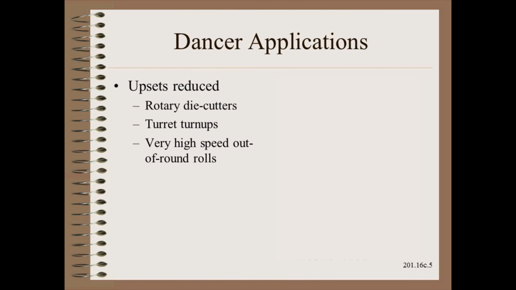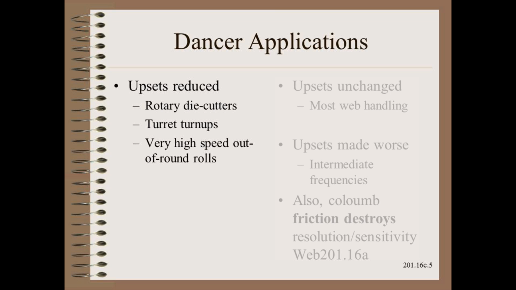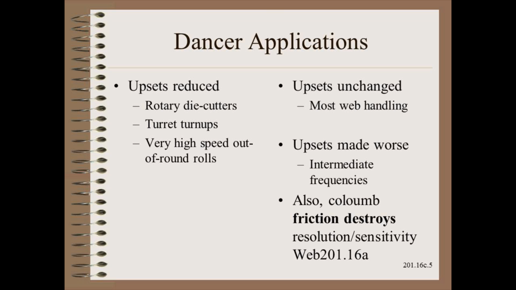So what applications are best served by dancers in this regard? Well, they would include high-frequency upsets such as rotary die cutters, very high-speed unwinds with out-around rolls, as well as turrets during the turn-up. Most other applications are either unchanged or, as often the case, made worse. What is made worse is that the Coulomb friction destroys the resolution and sensitivity of the dancer system as a drive sensor, as well as greatly complicating the tuning.